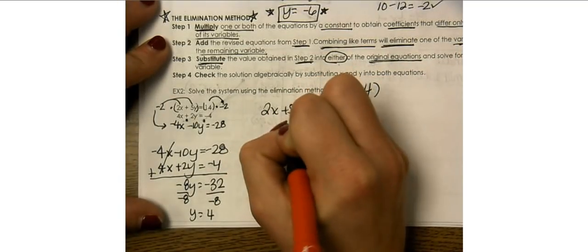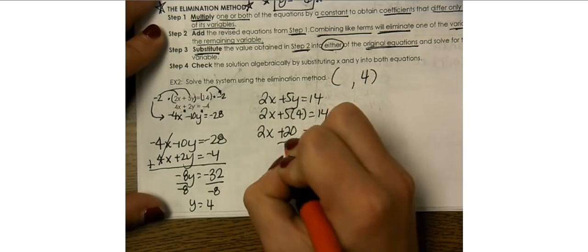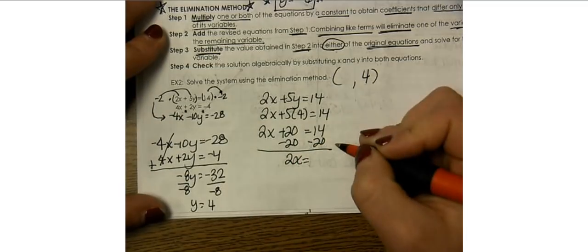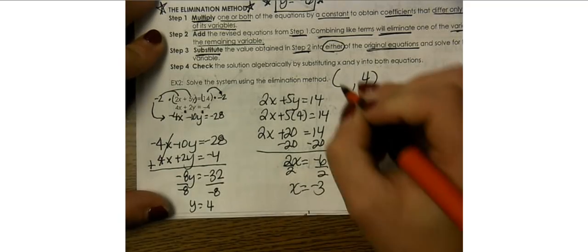So I'm going to go 2x plus 5y is equal to 14, and I'm going to let y equal 4. So I'm going to go 2x plus 5 times 4 is equal to 14. So I have 2x plus 20 is equal to 14. Subtracting 20 on both sides, I end up with 2x is equal to -6. And dividing both sides by 2, I have x is equal to -3. Cool. I have an ordered pair, -3, 4.